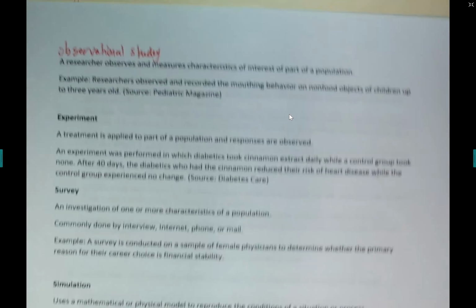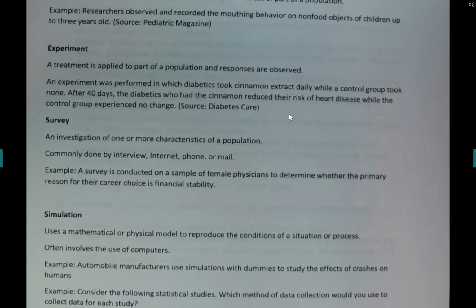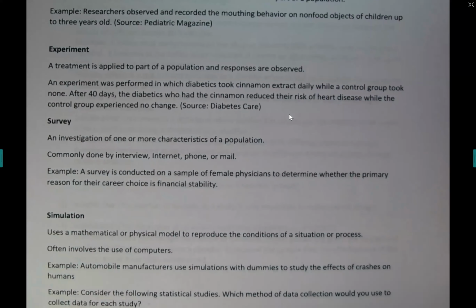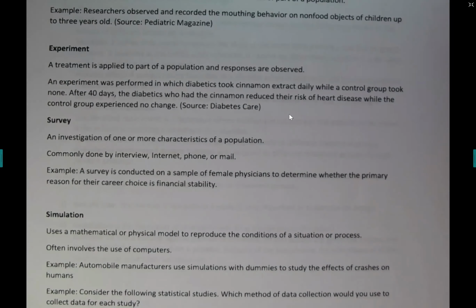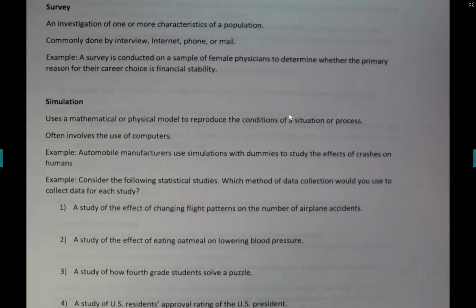Then we did experiment, and then we did survey, and now we're going to do simulation. Simulation, guys, you use a mathematical or physical model to reproduce the conditions of a situation. When it's not possible to do the situation for real, you do a simulation using technology, probably computers. Let me give you an example. And I think you should agree that it should be done using simulation, not the real thing.